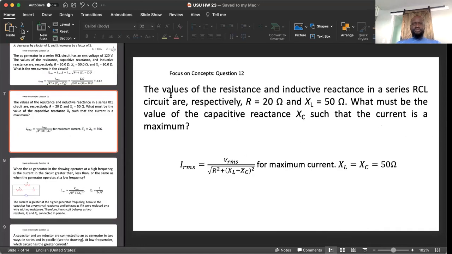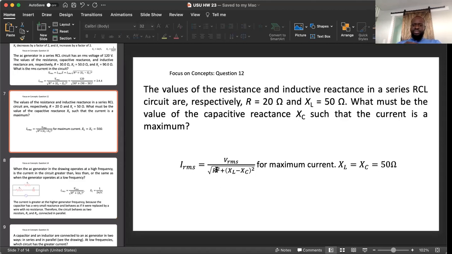Next, it says here, the values of the resistance and inductive reactance in a series RLC circuit are respectively R, XL. So what must be the value of the capacitive reactance such that the current is maximum? So when you want the current to be maximum, then you want to operate at the resonant frequency.